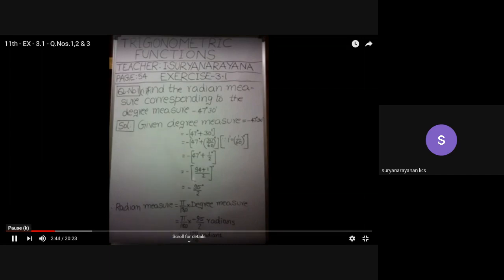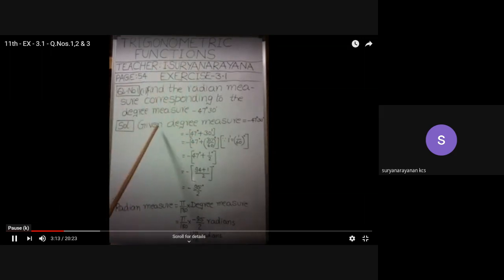Now come to the second question in this Roman number 1. Find the radian measure corresponding to the degree measure minus 47 degrees 30 minutes. We have to convert this angle into radian measure. Okay, my children, understood the question?